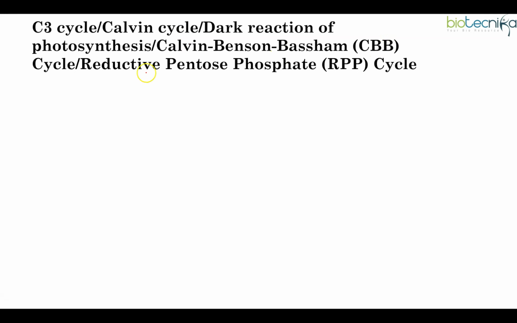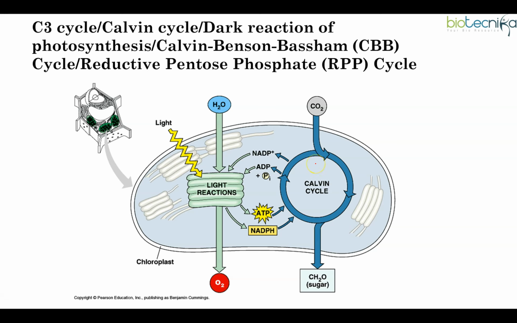Now coming to the dark reaction, which is also called the C3 cycle, Calvin cycle, Calvin-Benson-Bassham cycle, reductive pentose phosphate, that is RPP cycle. Sometimes we get questions in CSIR NET with such different names, and you must be aware of them all, right? So through the light reactions in the chloroplast, we have produced ATP and NADPH. These two molecules will be utilized in the Calvin cycle, releasing ADP and NADP plus, regenerating for the light reaction again. But they will be utilized in order to fix carbon dioxide and convert it into the glucose molecule.